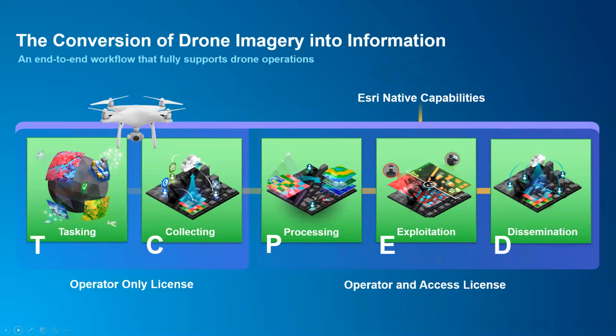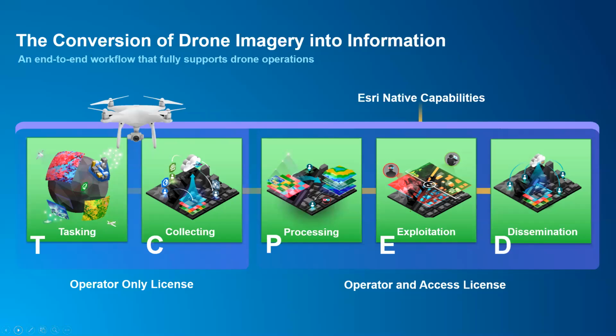So before we get going more into the processing, especially around SiteScan, I want to talk about what we call TCPED. That stands for tasking, collecting, processing, exploitation, and dissemination. This is a traditional imagery workflow that's been around for a long, long time. It dates back to World War II, when aerial reconnaissance started up, and they would send out a tasking mission, and they would go collect photography, do the processing. The analysts would look at it and do exploitation, and then the information products would be disseminated.